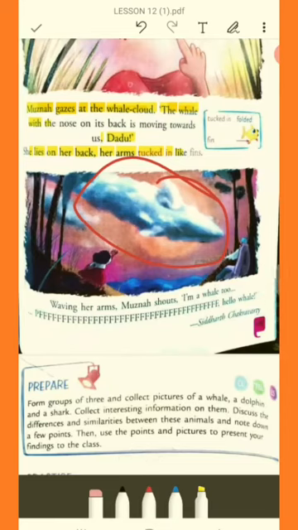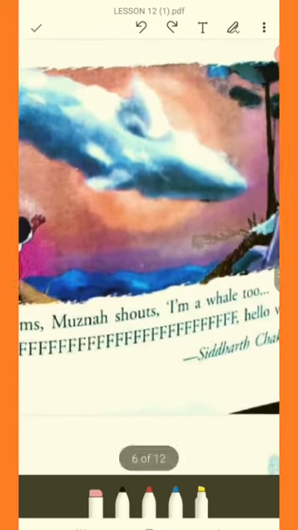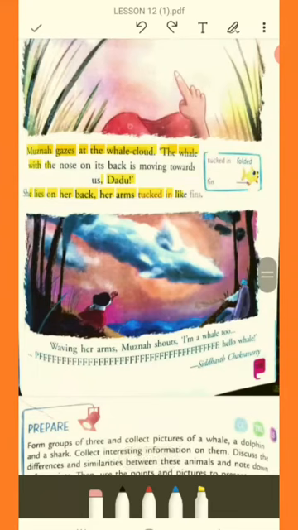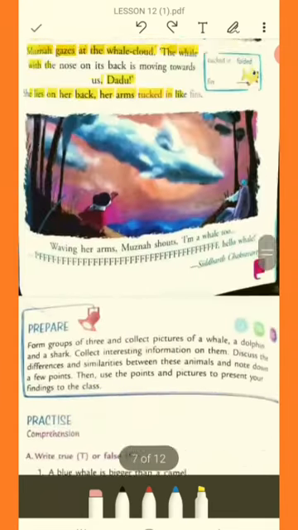She lies on her back, her arms tucked in like fins. Waving her arms, Mazna shouts. So Mazna shouts waving arms. Clear? Hello, well. So end of the illustration here. This is written by Siddharth Chakrabarty. Okay? Imaginative story about wells and all.